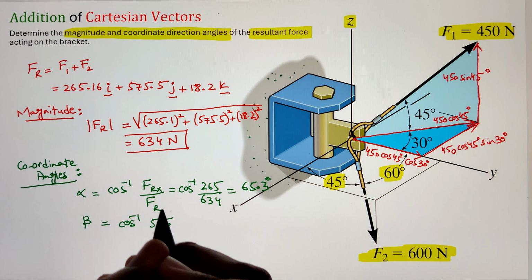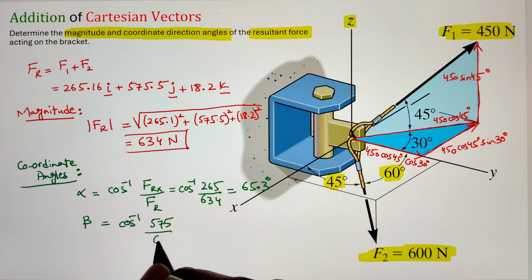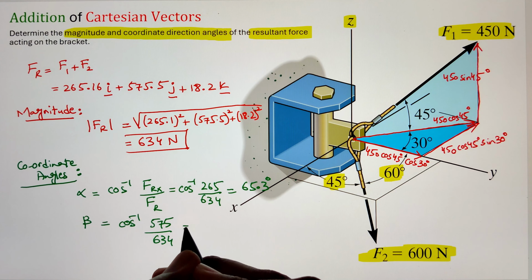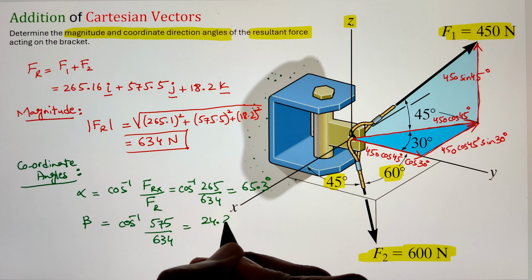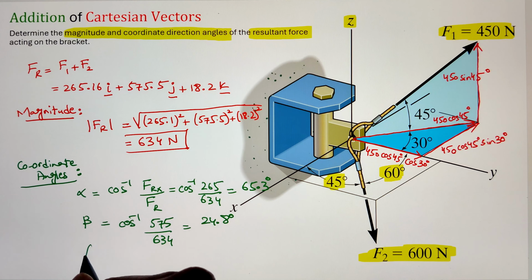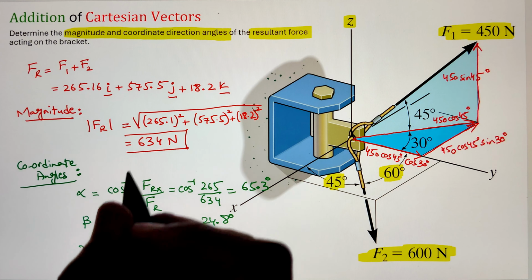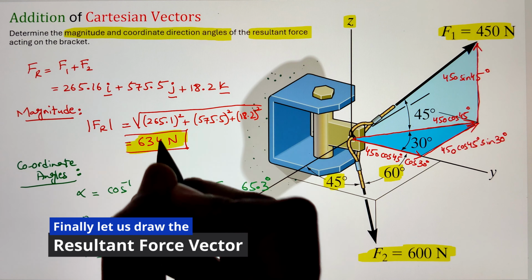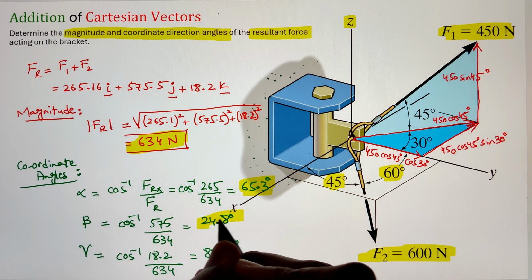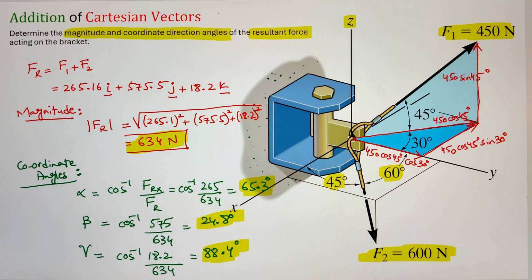Similarly, if I do the beta, that will be the cos inverse of the y component divided by the resultant magnitude. The value is coming as 24.8 degrees. And finally, our gamma of the resultant is cos inverse of 18.2 divided by 634, which gives us an angle of 88.4 degrees. Now, once we have the magnitude and all the three angles, let's go ahead and plot this force.